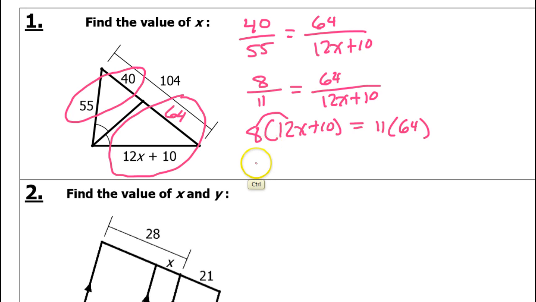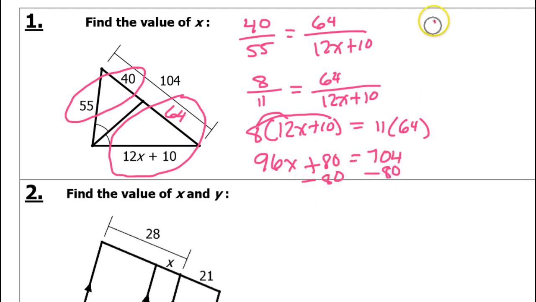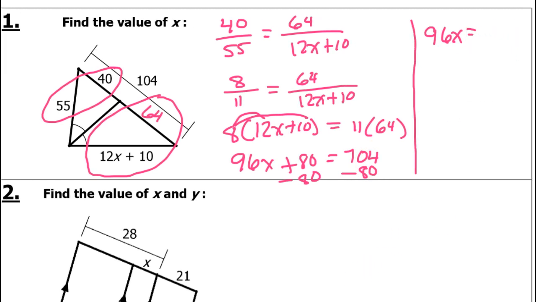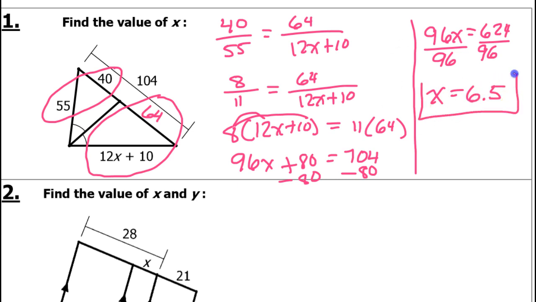So of course, what's 8 times 12? 96. And then what's 8 times 10? 80. Okay. And then what's 11 times 64? 704. So then I subtract 80 from both sides. Okay, so now I have 96x is equal to, what's 624? And then I divide both sides by 96. And what's that? 6.5. All right. So that's how we're getting 6.5.